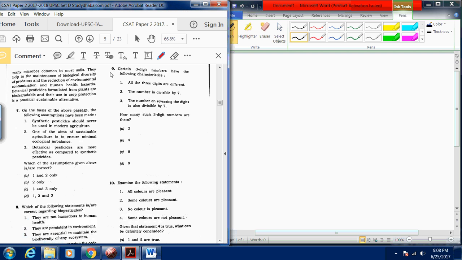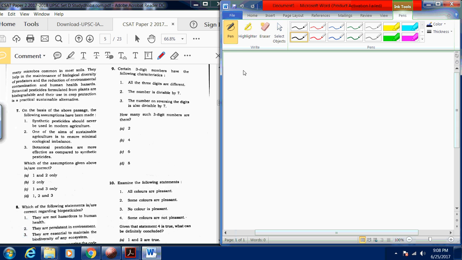So this is certain 3-digit numbers have the following characteristics. All the 3 digits are different. The number is divisible by 7. The number on reversing the digits is also divisible by 7. How many such 3-digit numbers are there? So let's solve this one. This is question number 9.